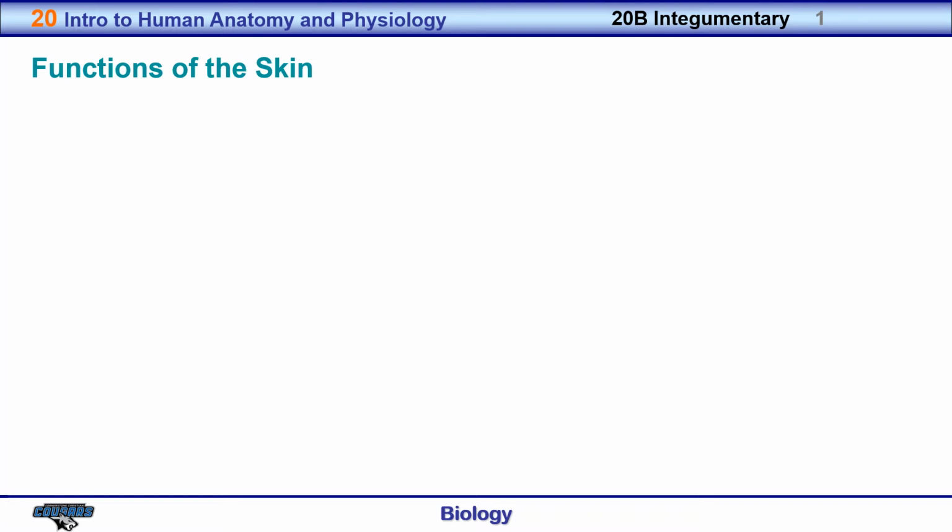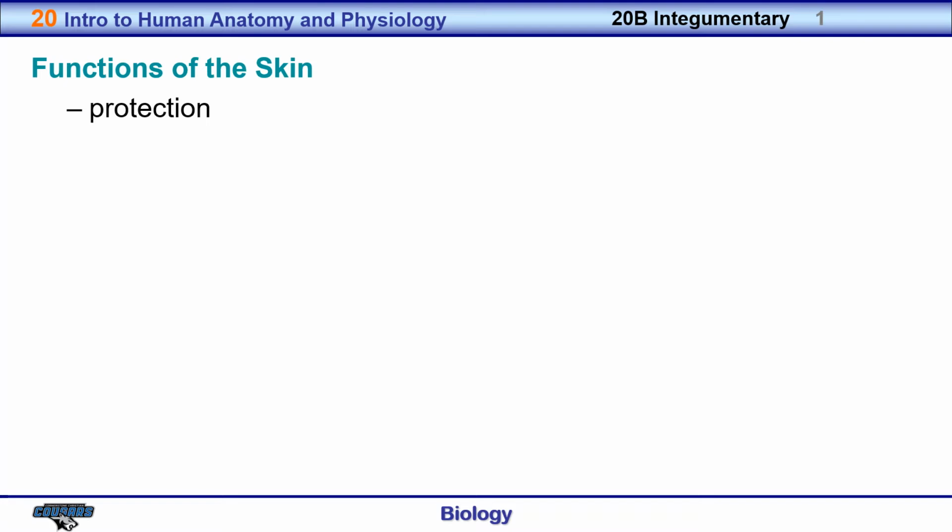Today we begin talking about the integumentary system. It consists of the skin, the hair, and the nails. Now, what are the functions of the skin? The skin has 6 major functions.